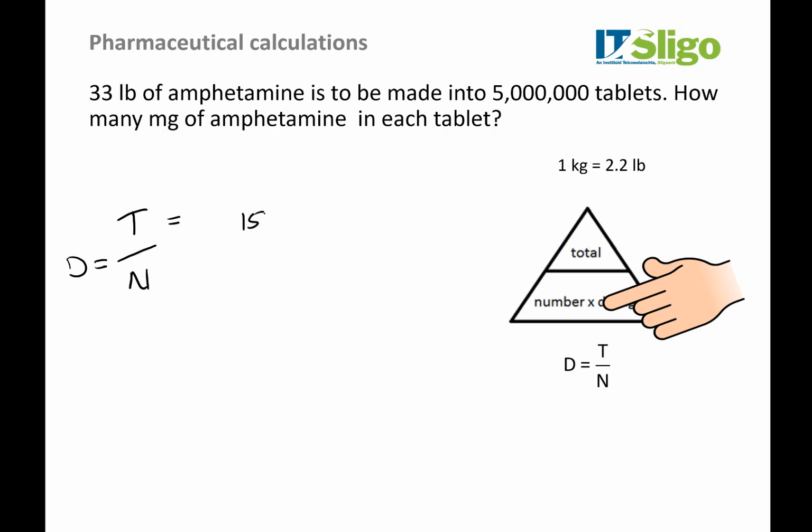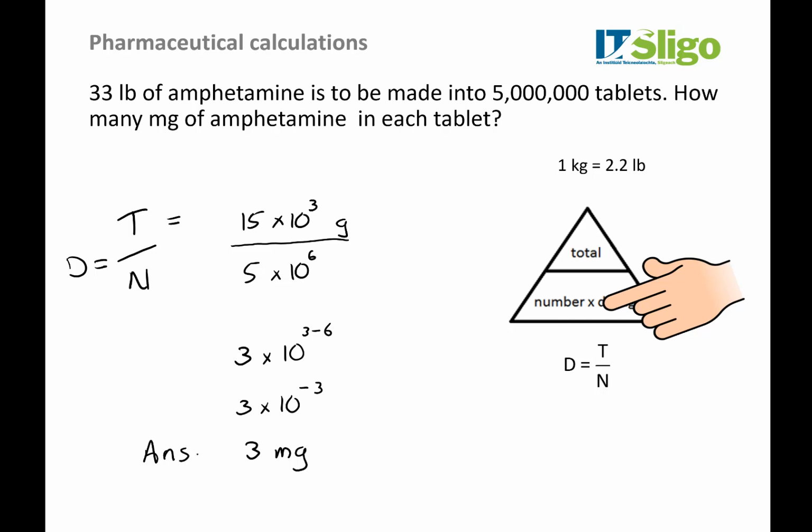So that's 15 by 10 to the power of 3. And the number, guys, 5 by 10 to the power of 6. Numbers do what numbers do. 15 divided by 5 will give us 3. And be careful, guys, 10 to the power of 3 minus 6 gives us 3 by 10 to the minus 3. And that is already in milligrams, we don't have to adjust it. So each tablet, guys, will have a dosage of 3 milligrams.